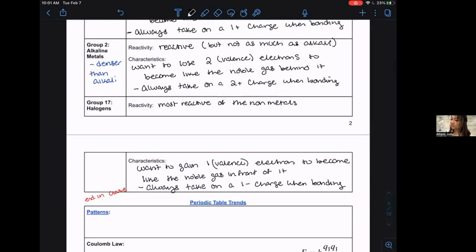From a physical standpoint, these tend to be gases. Halogens are usually gas. And don't forget, they also like to bond to themselves. Don't forget that.